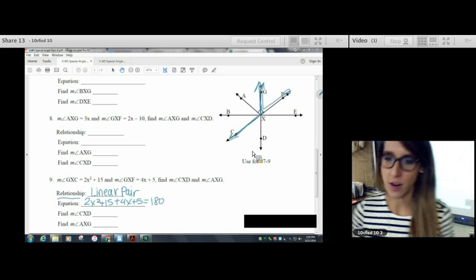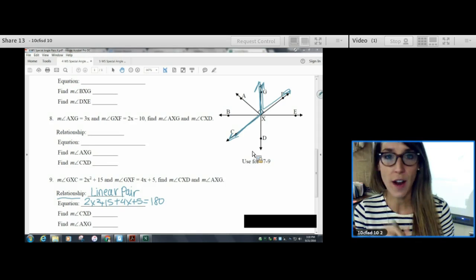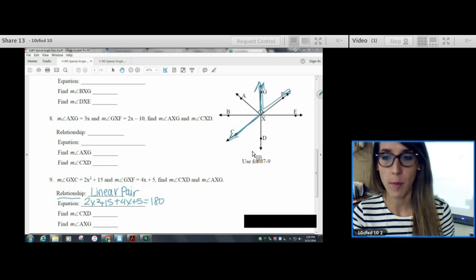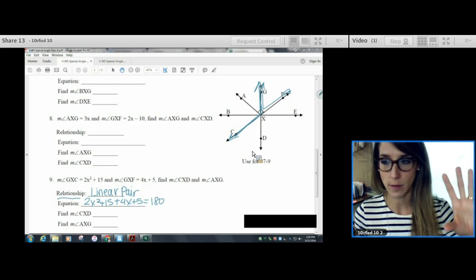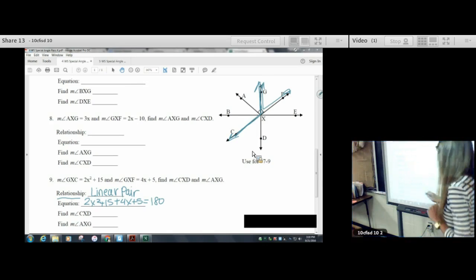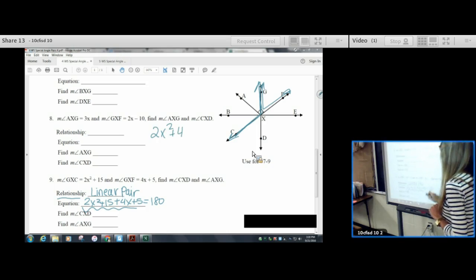Okay, now what I notice is that this is a quadratic problem, which means we need to factor. So this is a factoring problem. I know that to factor, I need to move everything to one side of the equation. Before I do that, I'm going to clean this up, and I'm going to combine my terms. I'm going to work up here. 2x squared plus 4x, and I'm going to combine.